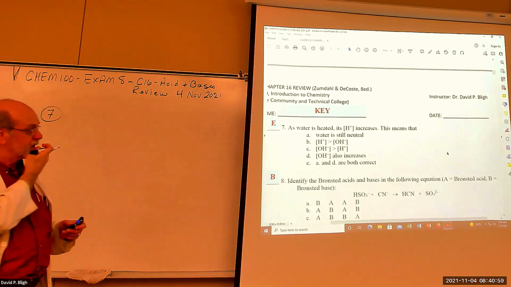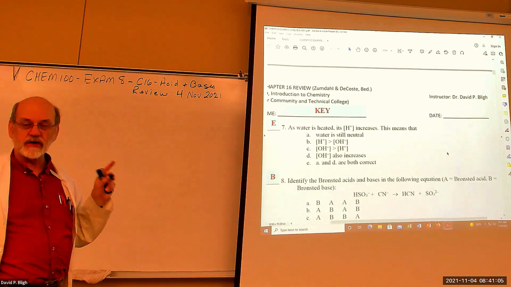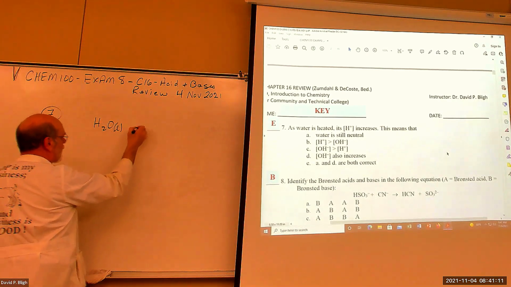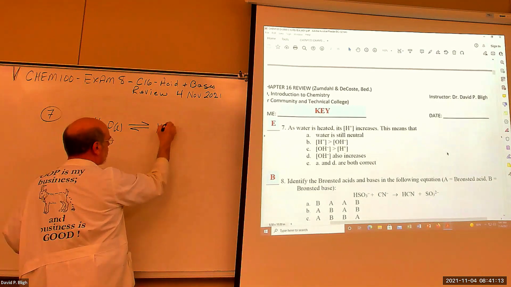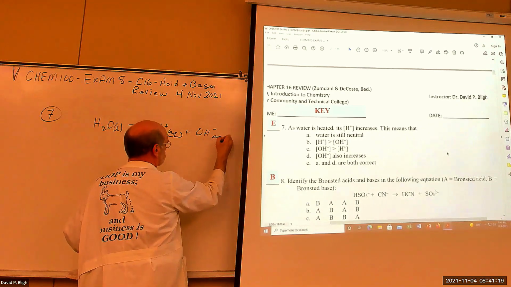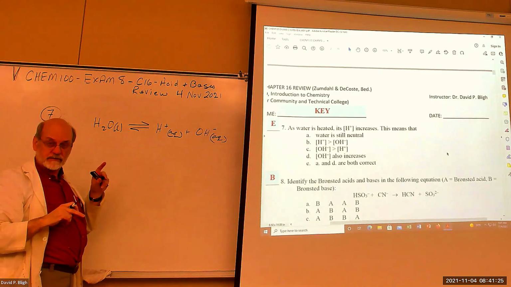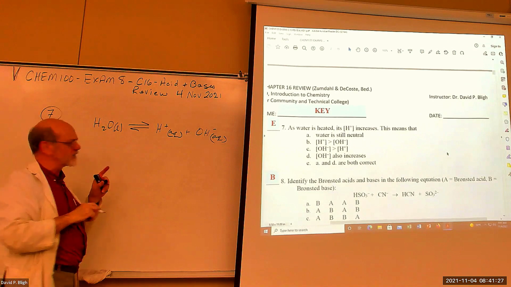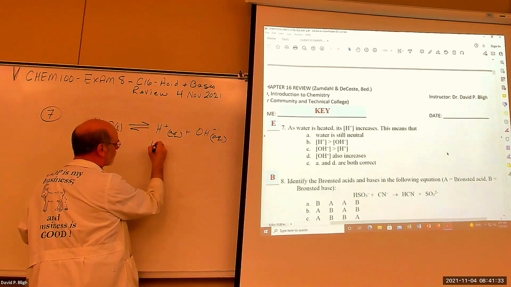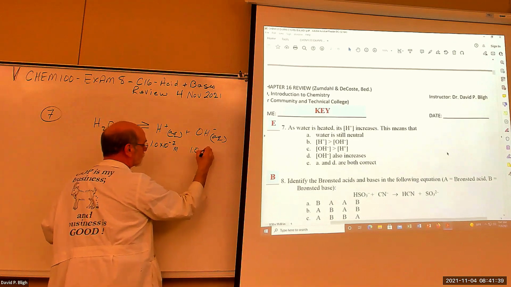This is a thought problem. We know that as water is heated, the hydrogen ion concentration increases. So if we have water here and it produces hydrogen ions and hydroxyl ions, and at equilibrium at 25 degrees Celsius, this concentration is going to be 1 times 10 to the minus 7 molar. And this one is going to be the same.